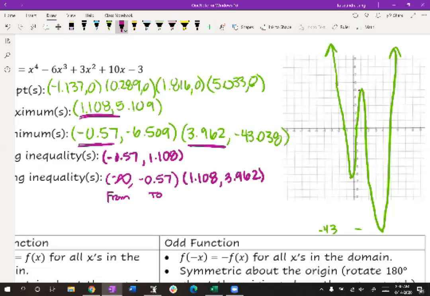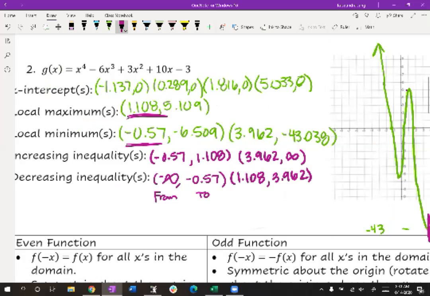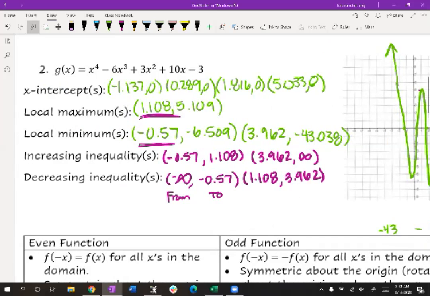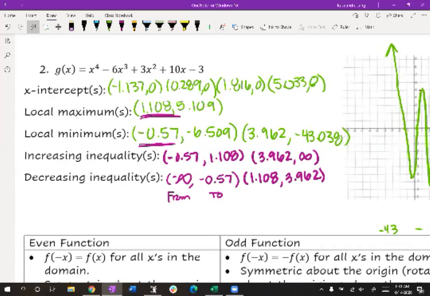All right, so then, again, I'm going left to right. So from there on, I am increasing up to infinity. So from that x value again, what was that x value? It's a really low point right here. Yeah, 3.962 up to infinity. Okay, it's increasing in that section. All right, looking at it, you good?